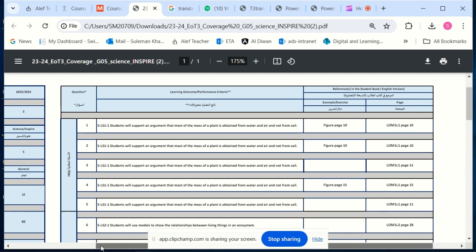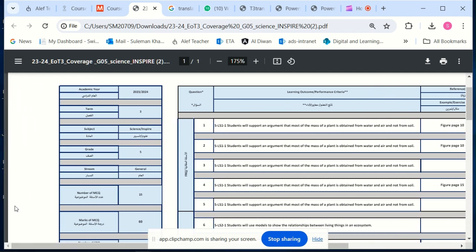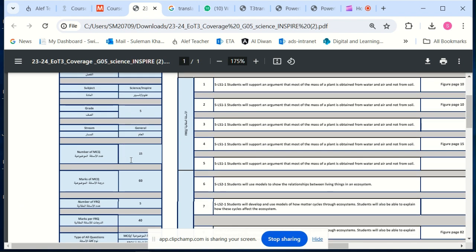The Heykel you will find in LMS or WhatsApp group صف خامس. In the Heykel you can see there will be 15 سؤال which is multiple choice question. يعني it has A, B, C, D. You choose the correct answer.